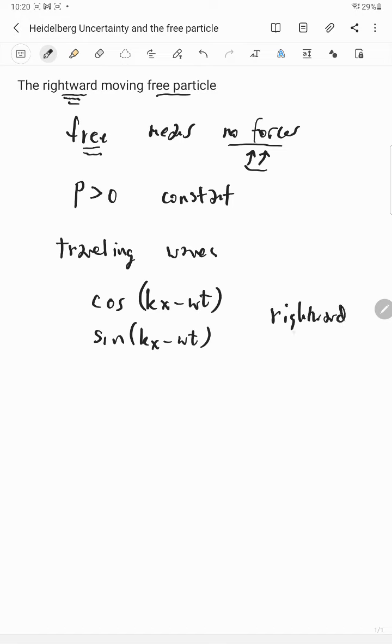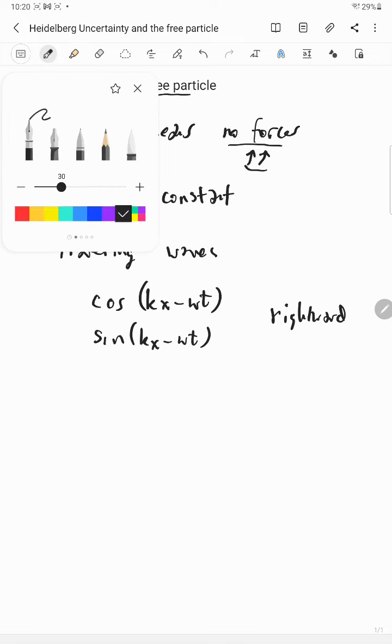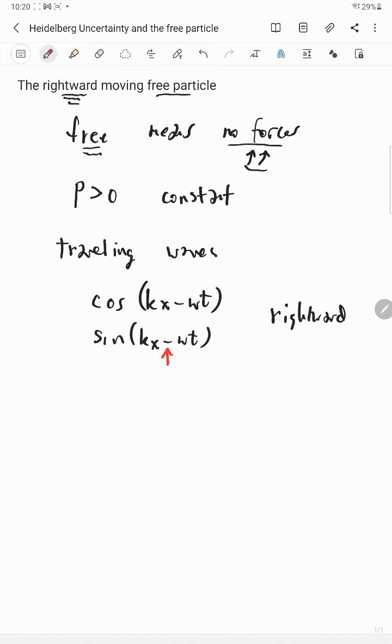just from studying traveling waves, you know that you get a rightward moving particle if you consider things like cosine kx minus omega t and sine kx minus omega t. So rightward actually is shown to us if we just pay attention to the relative sign. So we know that it's rightward simply because of the minus sign.